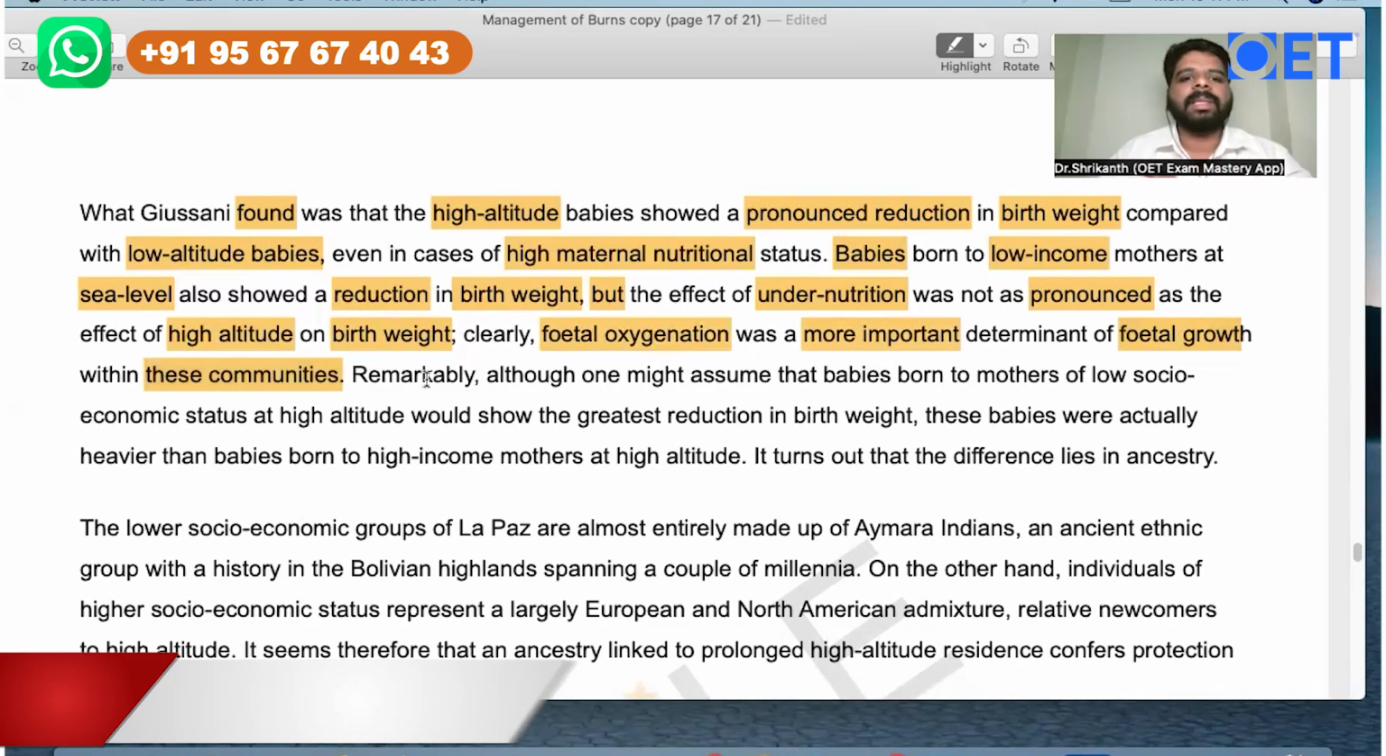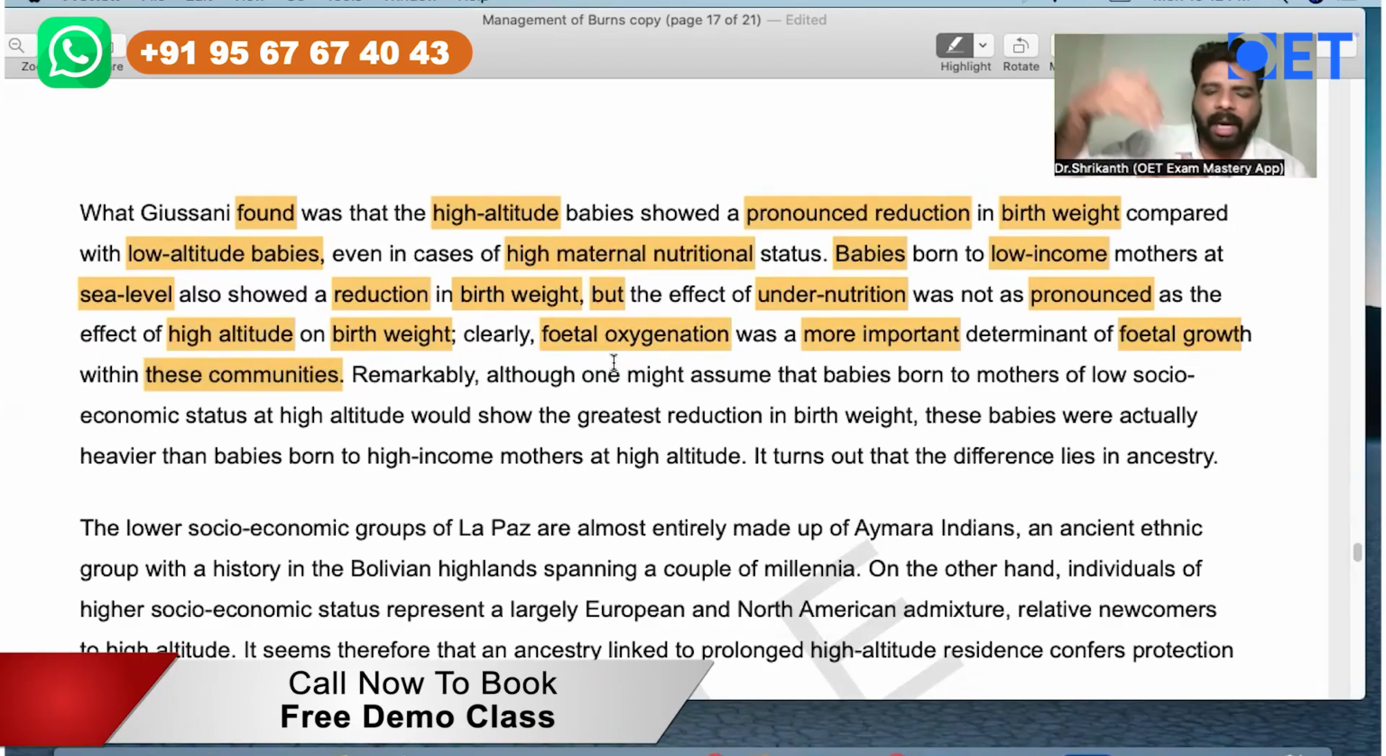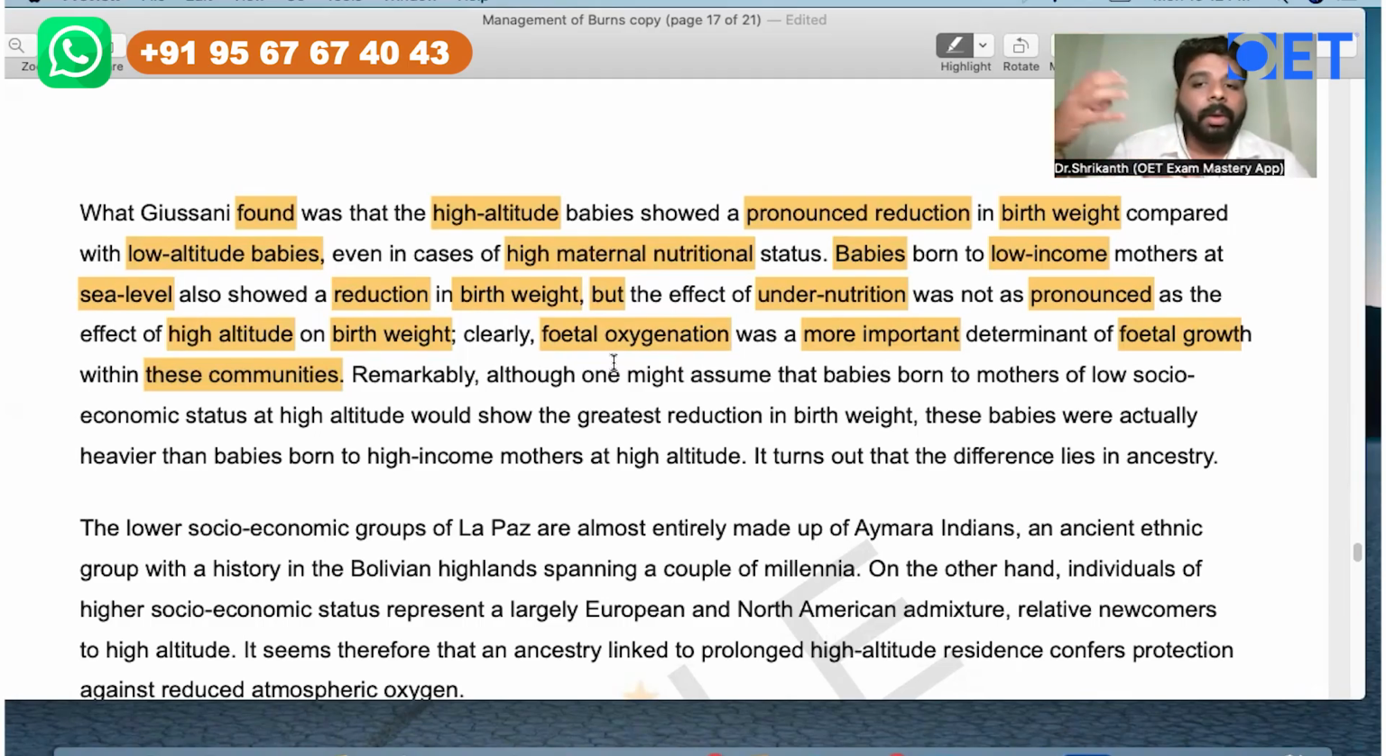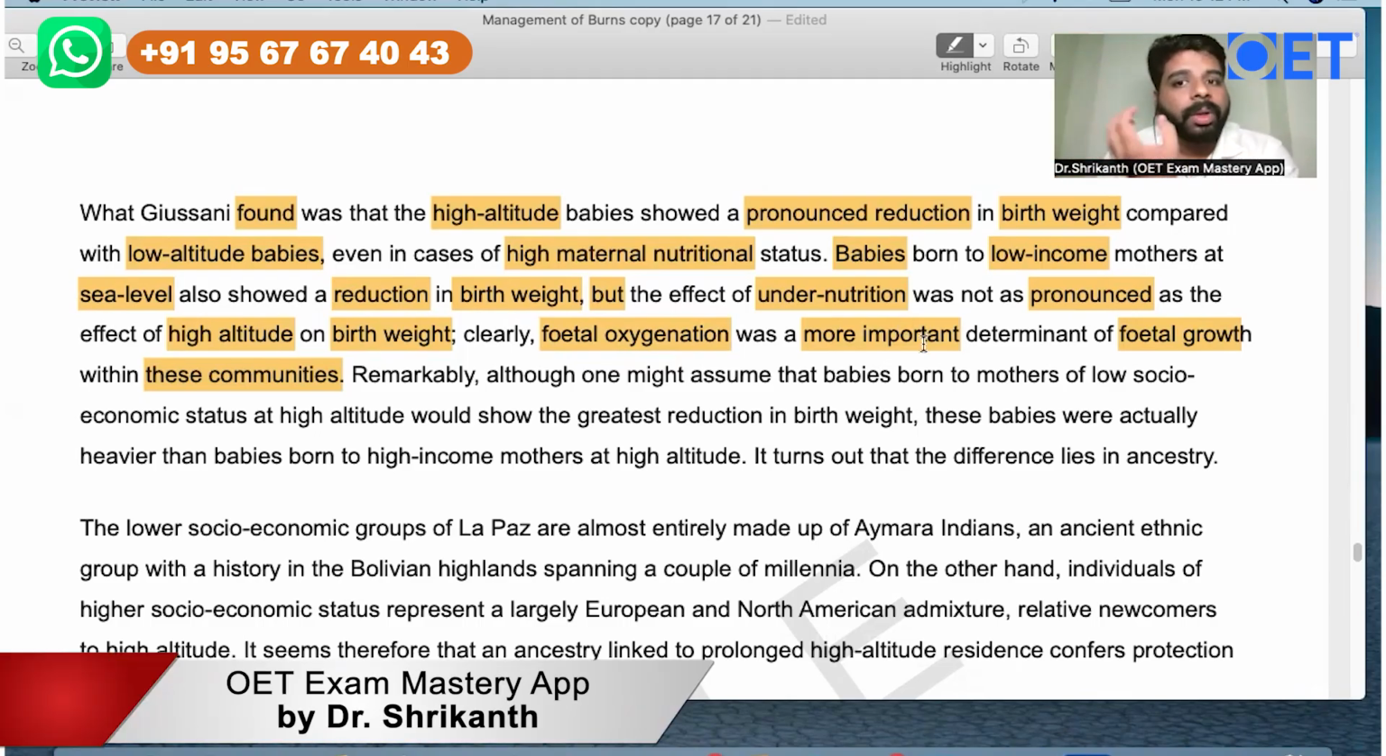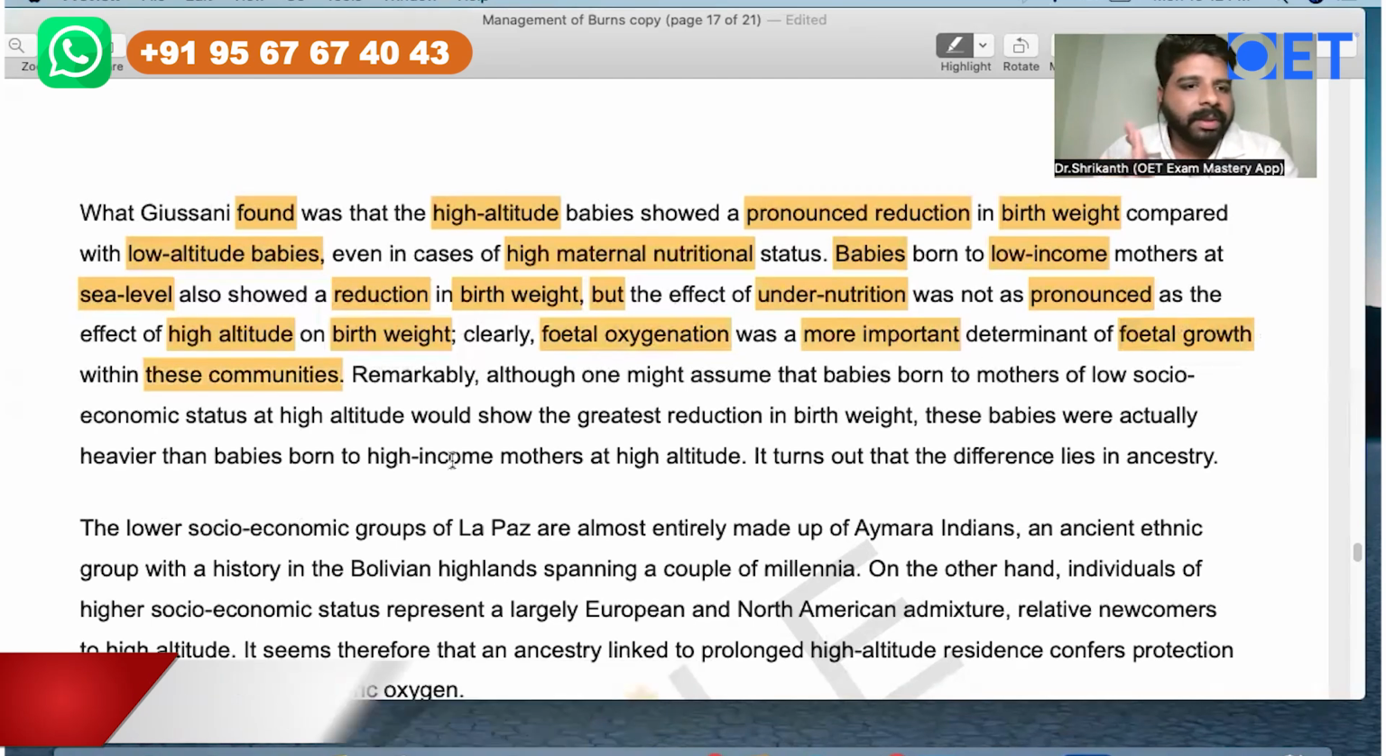So here, what is the sentence telling? Fetal oxygen, that is oxygen level. So at high altitude there is less oxygen, and that is what the information is. Fetal oxygenation was more important than nutrition. Fetal oxygen levels are more important than nutrition. Okay, that determines the growth of fetus within the communities.